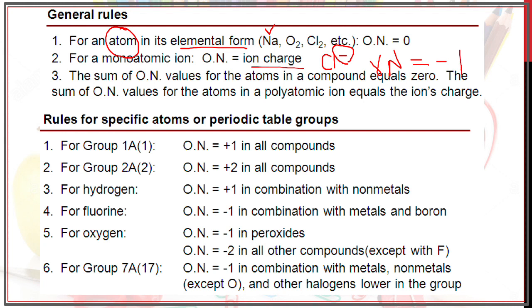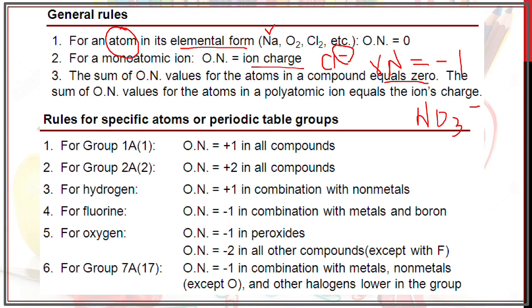Okay, the third rule, the sum of oxidation number for the atoms in a compound is equal to 0. And the sum of the oxidation number value for the atoms in a polyatomic ion is equal to the ion charge. So now we want to calculate the oxidation number value for the total atoms in a molecule. It should be equal to 0 if it is a neutral molecule, or in polyatomic ion, it should be equal to the ion charge. For example, nitrate ion, NO3 minus, should be equal to -1, so it refers to the charge of the molecule.